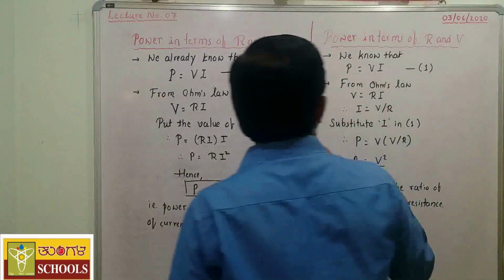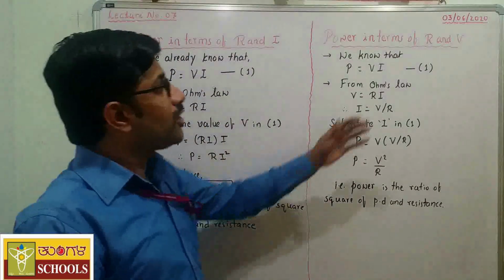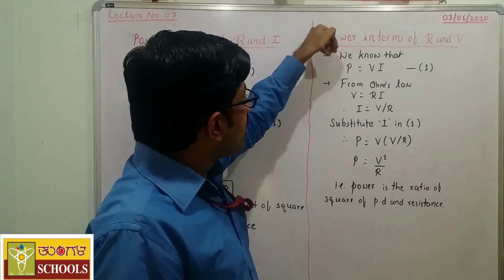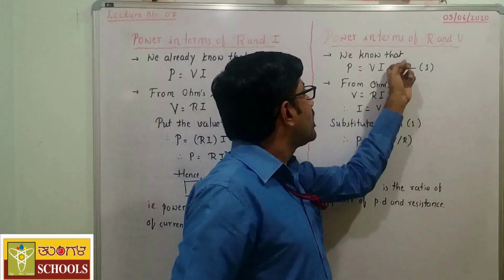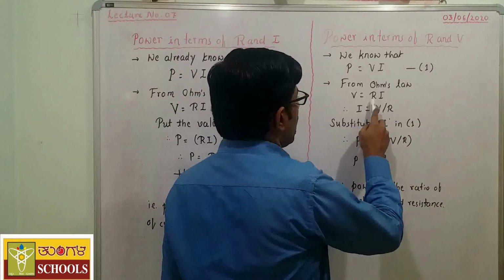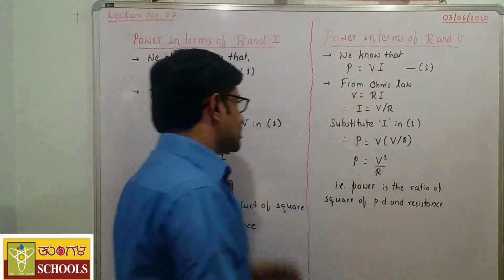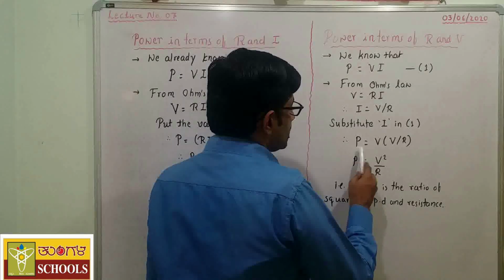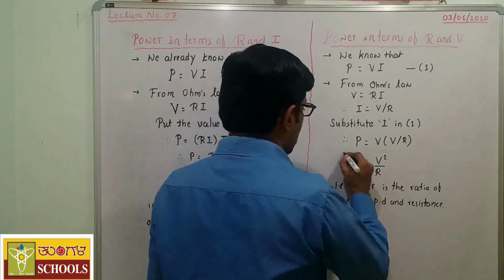Now let's move to another part. We are writing the power in terms of resistance and voltage. From the value we already know that P is equal to V into I. From Ohm's law again, V equal to R into I. Therefore I can be written as V by R. So substitute the value of I in equation 1. You will get P is equal to V into V by R. Therefore P is equal to V square by R.